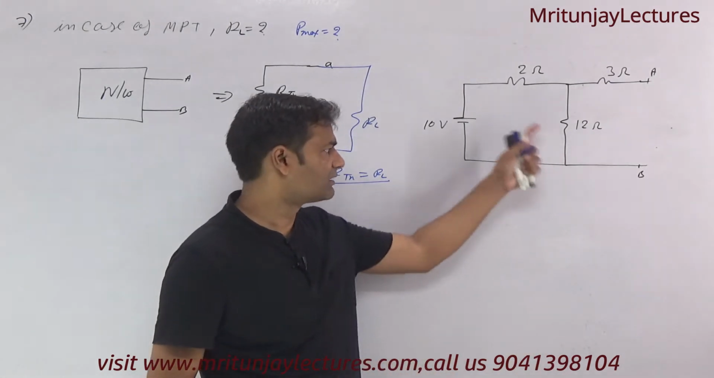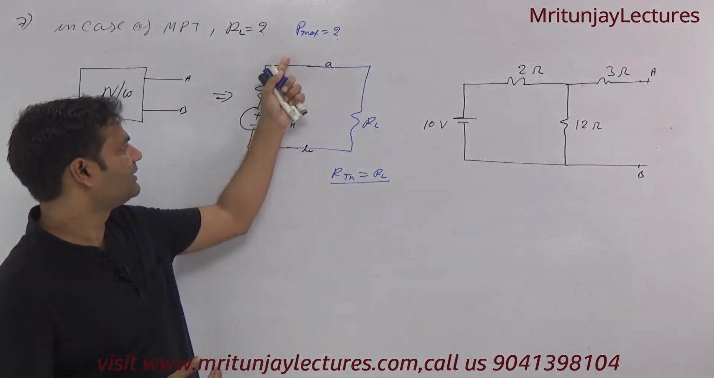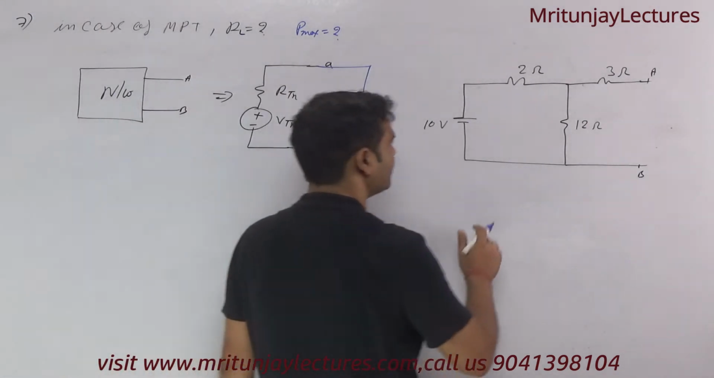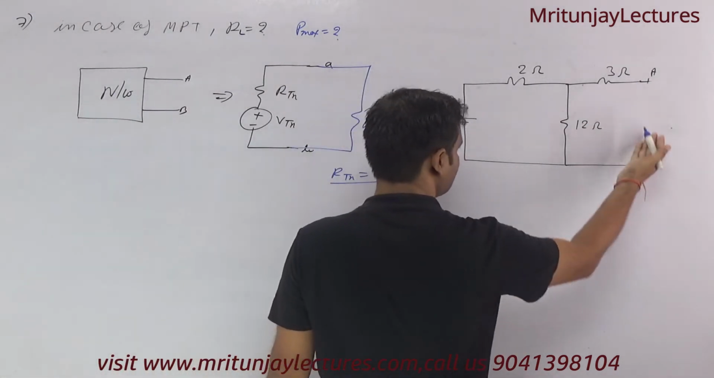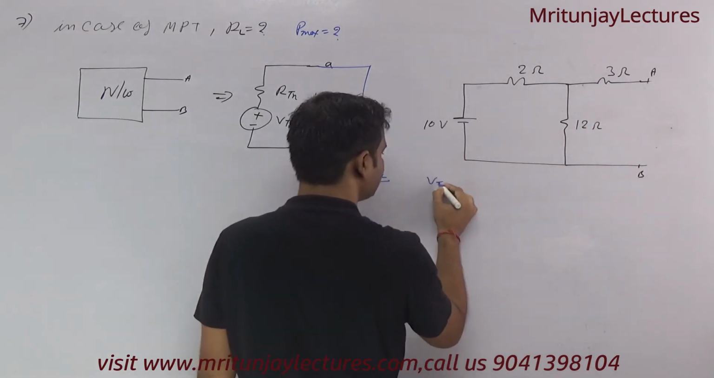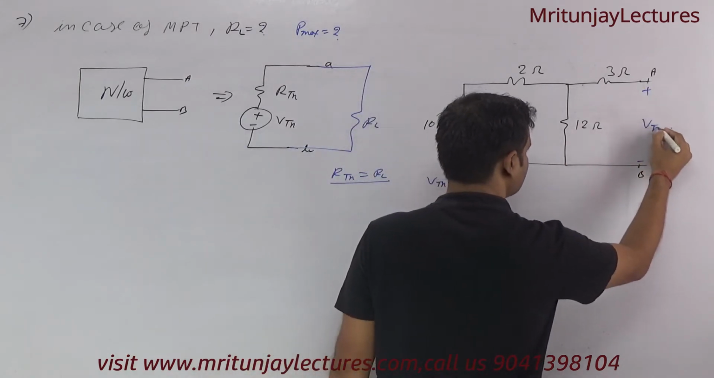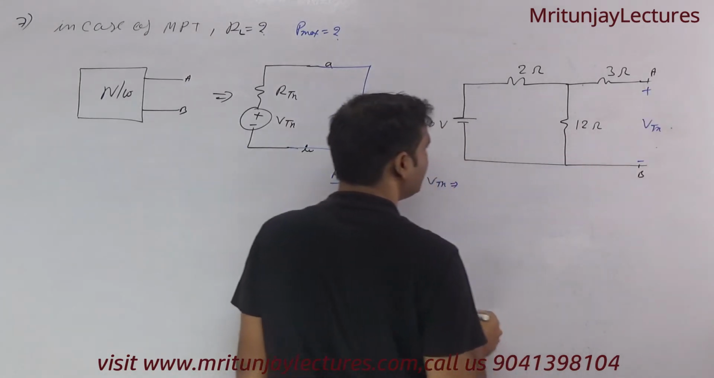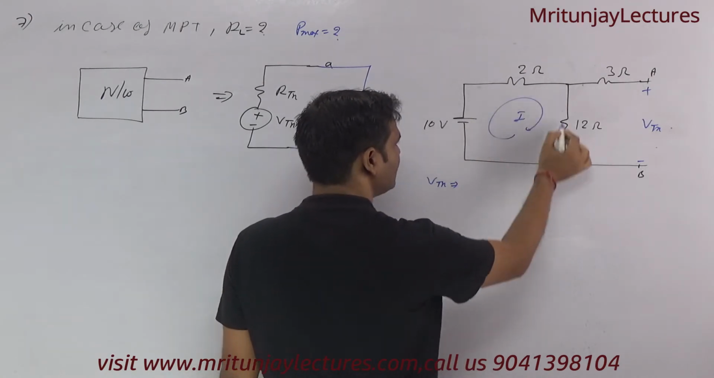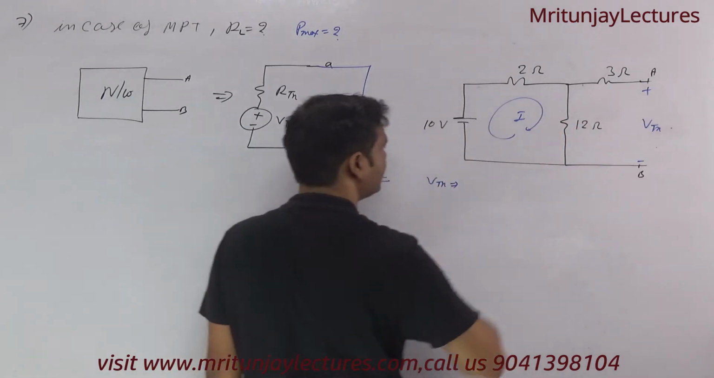This whole circuit is converted like this, converted to VTH and RTH. So how can we convert? Simply, this one is open circuit. First of all determine VTH. If this one is open, that is VTH. What about current? In this loop, no current flows through the 3 ohm resistance, because this one is open circuit.